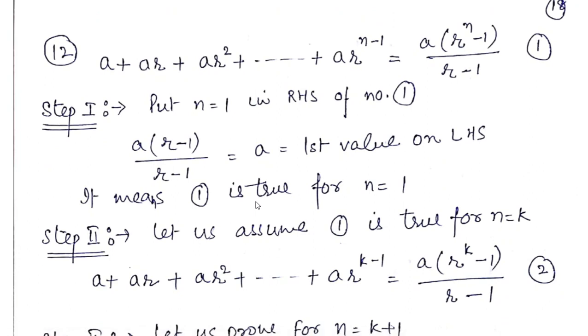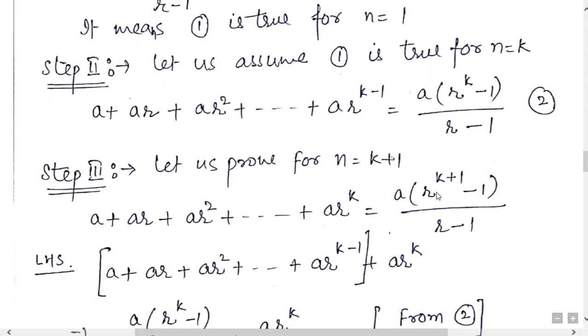Question number 12. The given statement is a plus ar plus ar square up to so on ar raised to power n minus 1, and the right hand side a into r raised to power n minus 1 divided by r minus 1. Insert n is equal to 1. Clearly a into r minus 1 divided by r minus 1. Answer is a. It means matches with the first value on the left hand side, it means it's true for n is equal to 1.